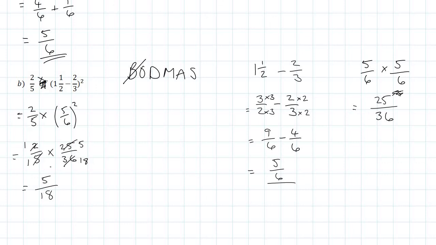Now, 18 is not in the 5 times table, so this does not simplify. And we're done. Easy peasy.